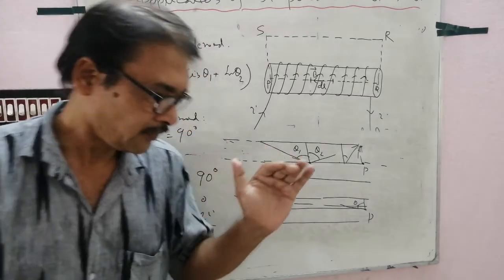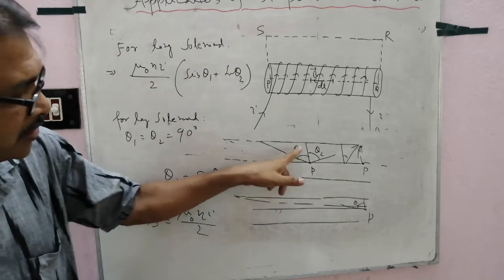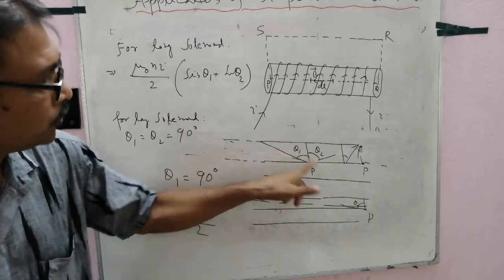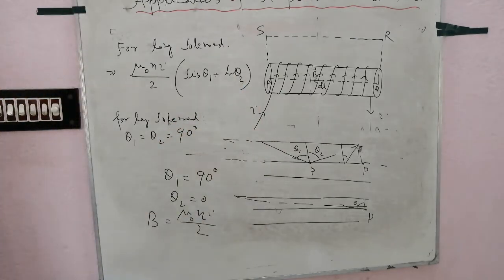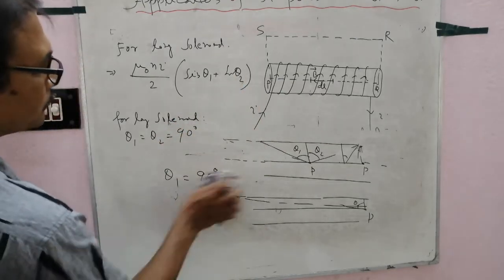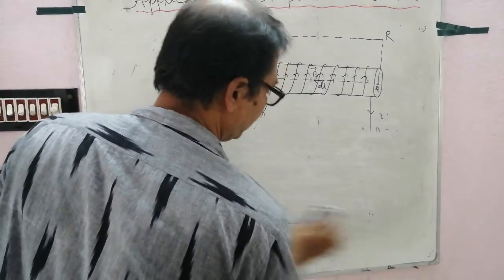Clear? This is a very important question. This formula, follow: this is theta 1, this is theta 2. If you consider theta 1 and theta 2, the equation will be cos theta 1 plus cos theta 2. Clear? Now the next application.